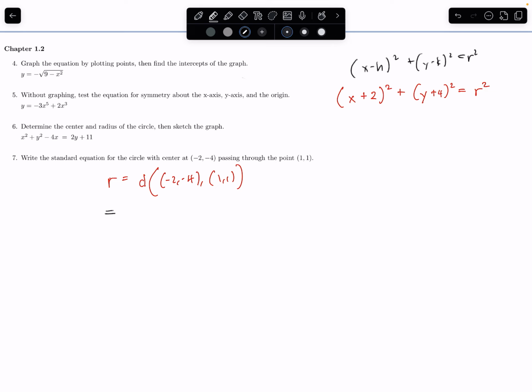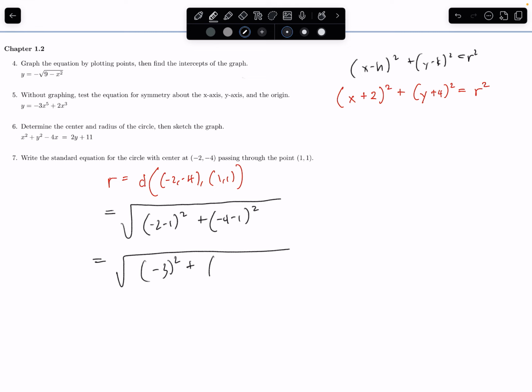Okay, what's the distance formula? It's the square root of the differences between the x values, (−2 − 1)², plus the differences in the y values, (−4 − 1)². Square root of, −2 minus 1 is −3, and then −4 minus 1 is −5. So I've got the square root of 9 plus 25, which is the square root of 34. All right, so r is the square root of 34, right? That means when I square r, I get 34.